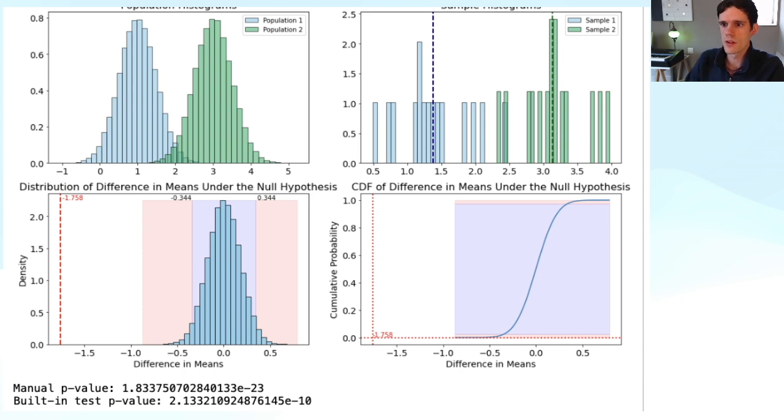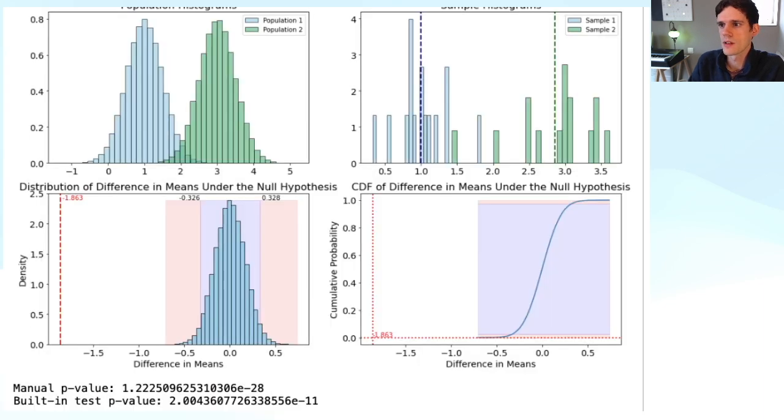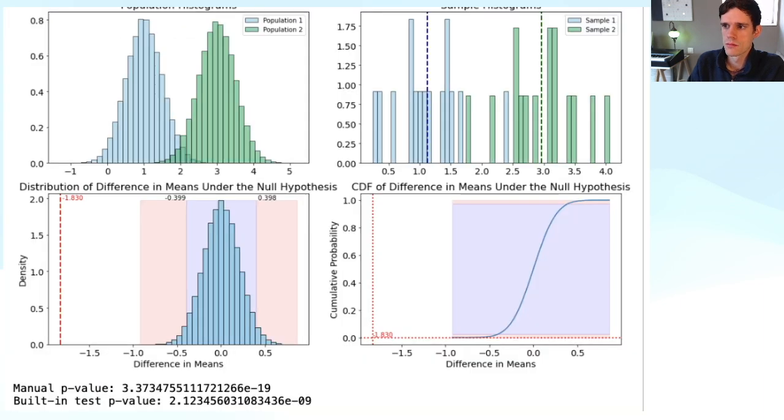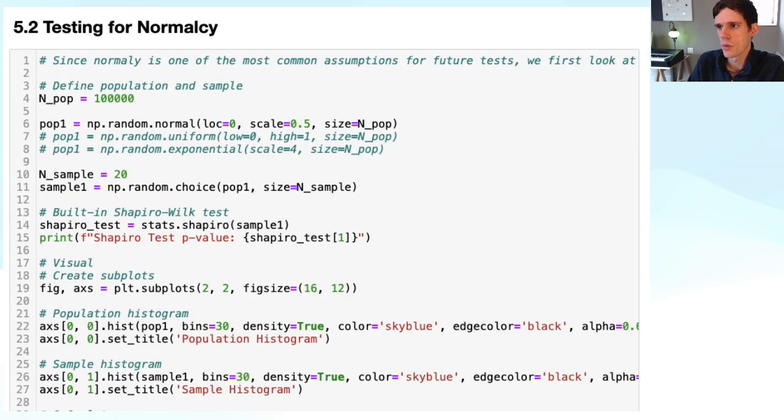the right result. But this of course isn't that surprising, and it doesn't give us anything new, because we could have gotten to the same conclusion that the population means are different from each other just by looking at the sample histograms. If I rerun this cell over and over, and now we focus on the sample histograms, then there is not one scenario where we would not conclude that these samples indeed come from different populations.